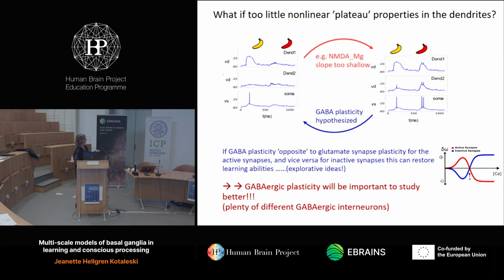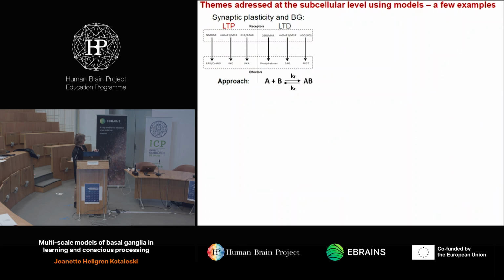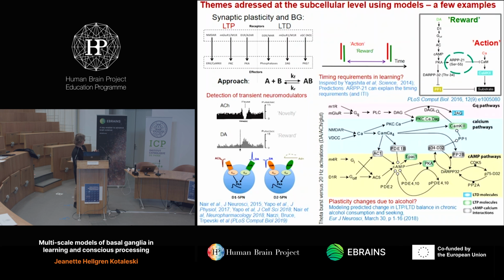But then we have also played around with GABA plasticity, which I think is quite interesting. Our GABA plasticity work is just explorative, but I would really like the experimentalists to focus on GABA plasticity as much as glutamate plasticity. So I will not show any results, just say that we and others have also, of course, modeled these receptor-induced cascades underlying phenomena such as this timing dependency in reward learning. Why is it so that there is a delay required?